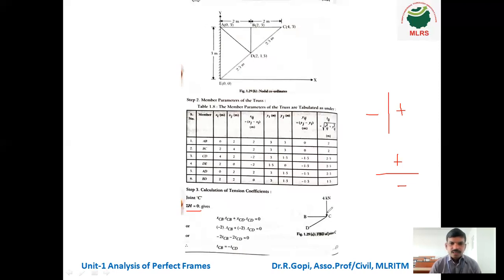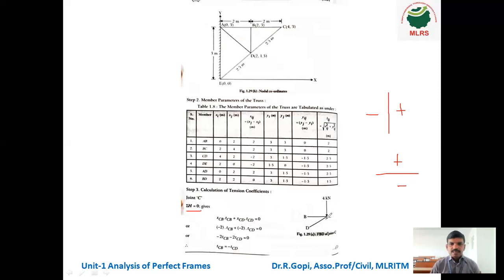Next, plus again XCD. Here we don't want any angle. That is the beauty of this tension coefficient method. No need of any angle. So XCD. Here we are concentrating only on summation of H, so only the X term will come. Two members are there: one member XCB TCB, plus the next member XCD TCD, equal to 0.